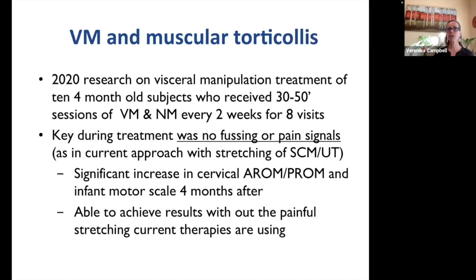And so the idea was, could we use some of these techniques, visceral manipulation and neural manipulation, on these infants every 2 weeks for 8 visits. They received 30 to 50-minute sessions. They were 10 4-month-old subjects. And what they did with this treatment technique was make sure there was no fussing or pain. So they did all these techniques to help treat torticollis, but without causing a pain response. And what they showed was an improvement in cervical range of motion, active and passive, and the infant motor scale, even 4 months after, and they were able to achieve the results without pain.